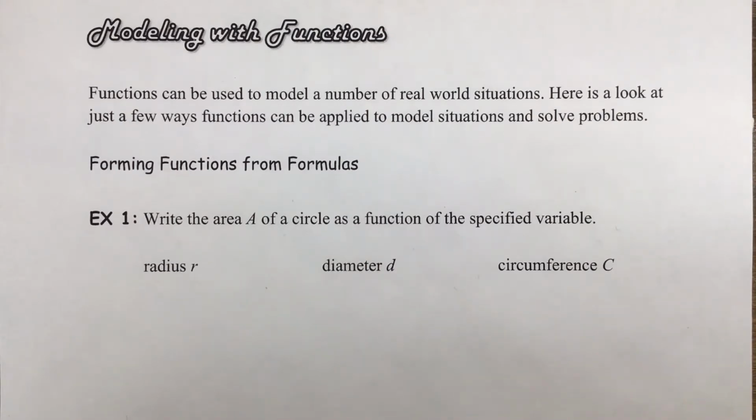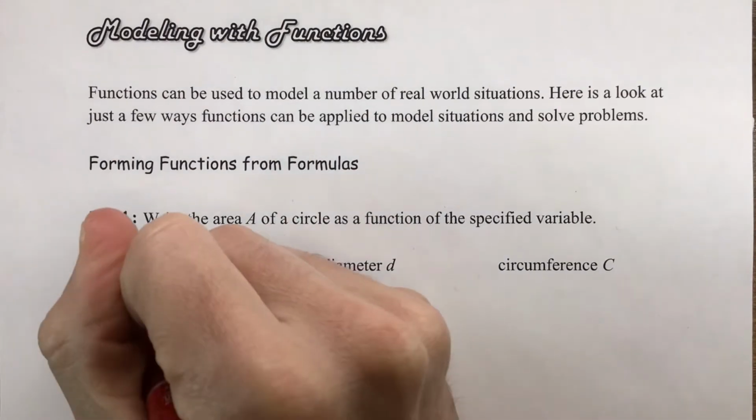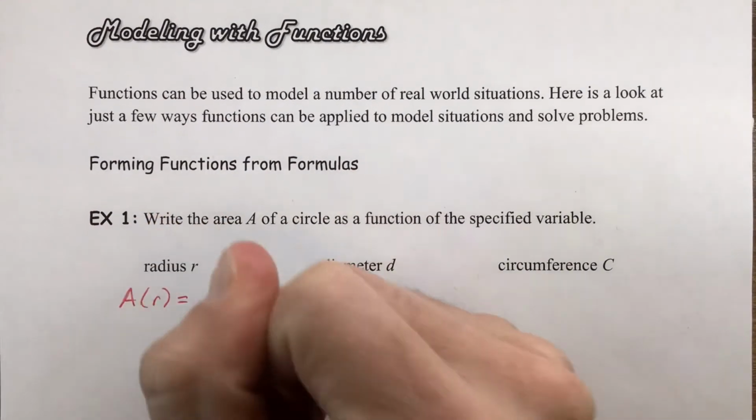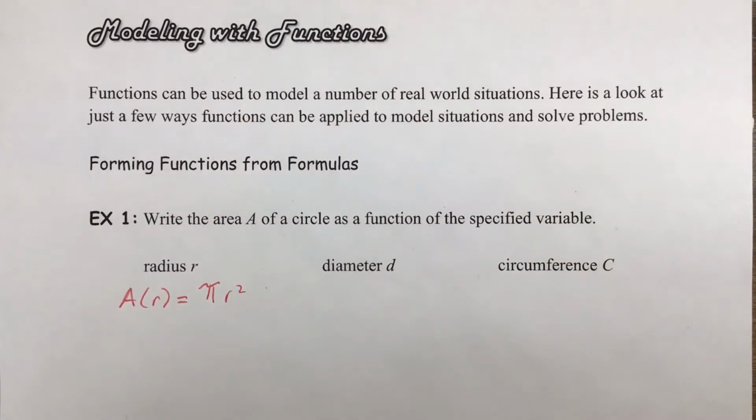Now the very first, in terms of the radius, is the general formula that you're used to. Area as a function of radius is going to be equal to pi r squared. And that's it for that one.